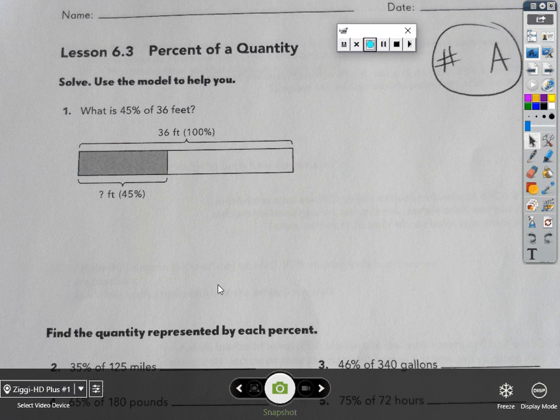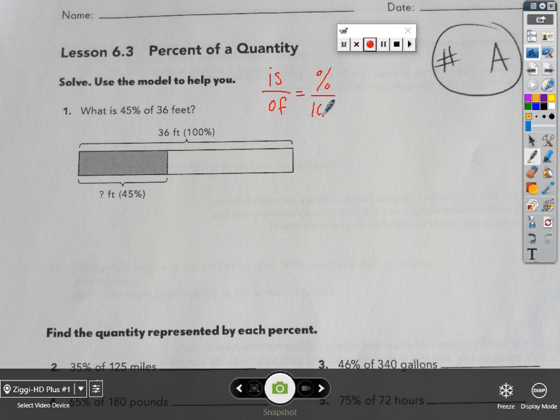Welcome to lesson 6.3, percent of a quantity. This is one of our first experiences working with is over of equals percent over 100, the percent proportion that we've learned in class. So I'm just going to remind you here, is over of equals percent over 100.